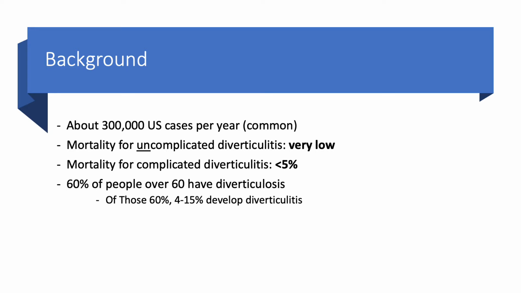So diverticulitis is actually a very common disorder. There's about 300,000 cases in the United States per year. And mortality for uncomplicated diverticulitis is very low. Then mortality for complicated diverticulitis is a little bit higher, but still very low, under 5%. And 60% of people over the age of 60 have diverticulosis, and of those 60%, only 4 to 15% develop diverticulitis.